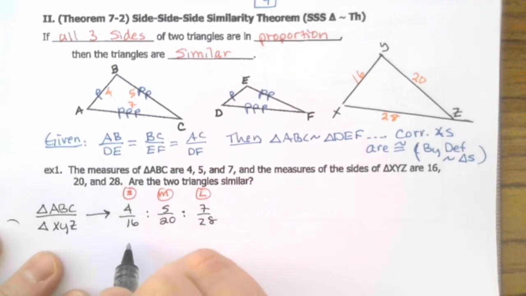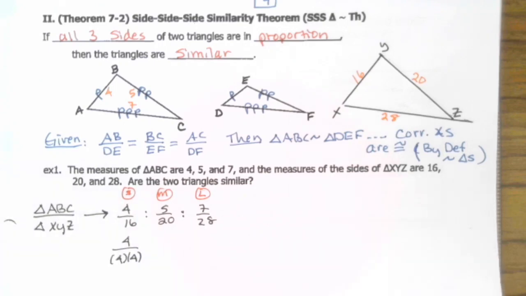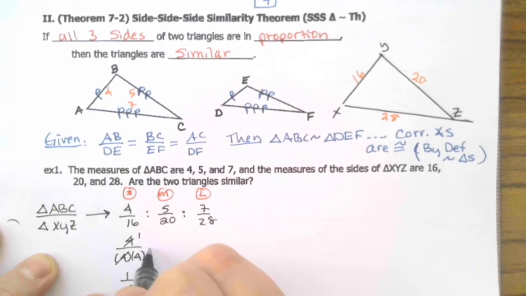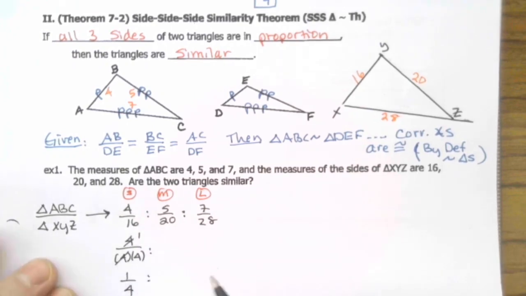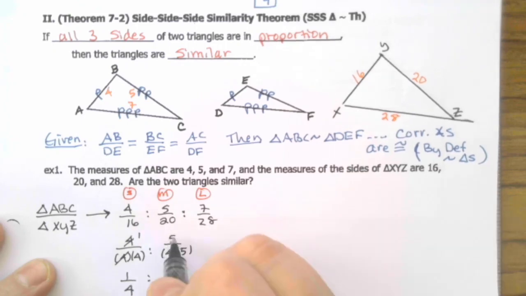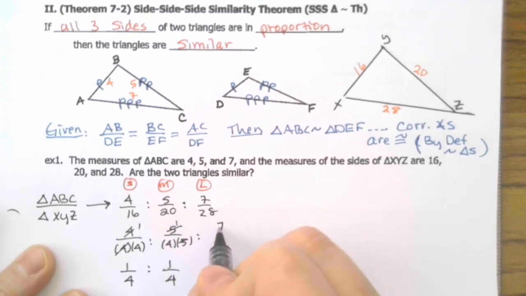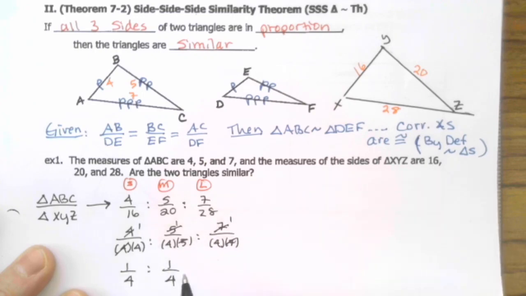So 16 is 4 times 4. So 4 will divide into 4 one time, and we get the ratio 1/4. Okay, now we do the mediums. 20 is 4 times 5. The 5s divide out, and I get 1/4 as my ratio. And the last one, 28, is 4 times 7. The 7s divide out, and I get 1/4.